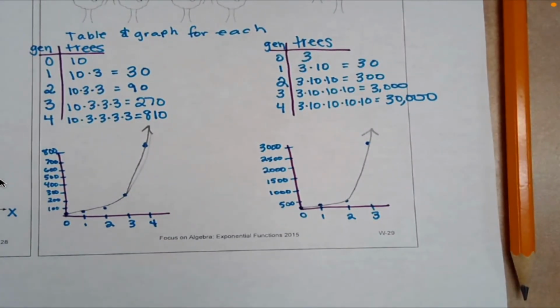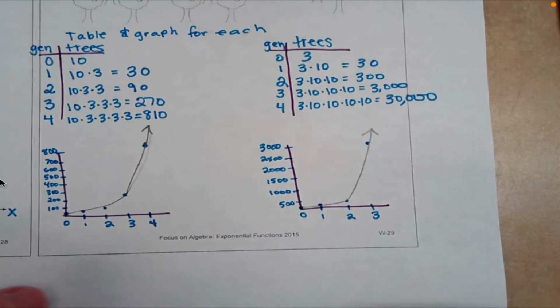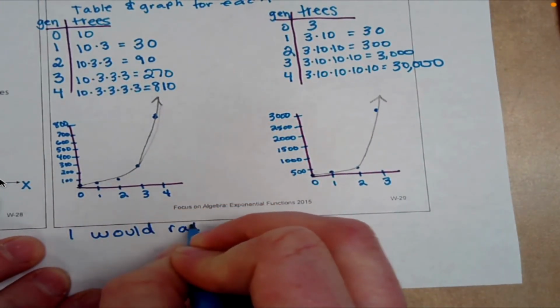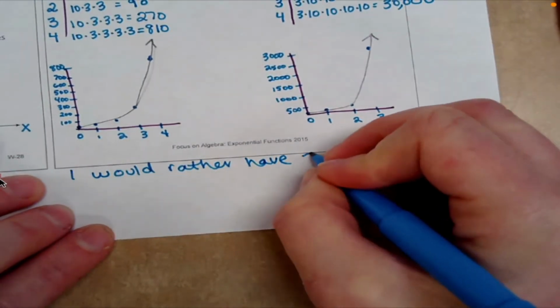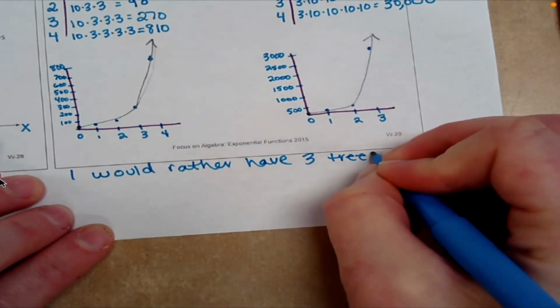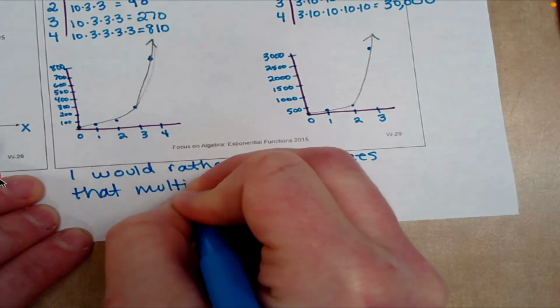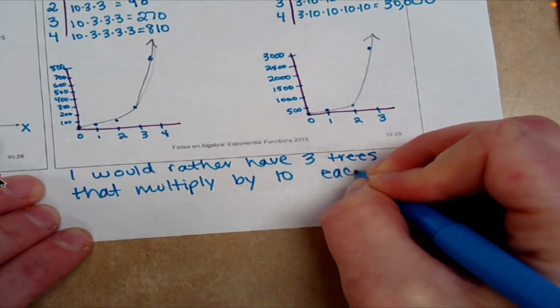So then which one would we rather have if we want to grow the forest quickly? 3 trees that multiply by 10. I would rather have 3 trees that multiply by 10 each generation.